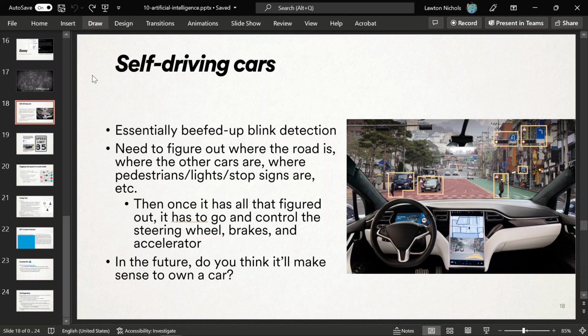Any comments about that? Any ideas? Do we think this is going to happen soon? We're all going to have self-driving cars? You think?